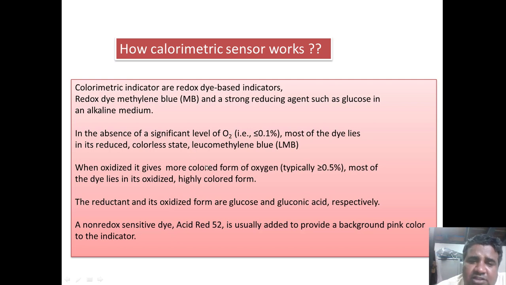If the oxygen concentration increases, it will show the color. The reductant is the glucose, and its oxidized state is gluconic acid. A non-redox sensitive dye, acid red 52, is usually added to provide a background pink color. It has nothing to do with the redox reactions. So this is a neutral, non-redox dye, which is giving a pink color.